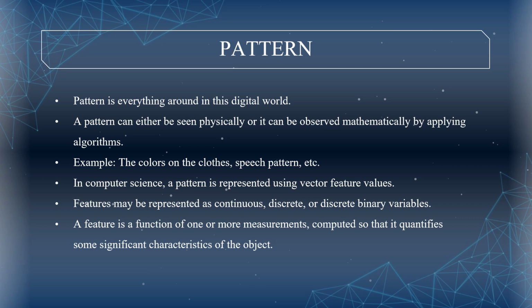In computer science, a pattern is represented using vector feature values. So what is a feature? A feature may be represented as continuous, discrete, or binary variables. A feature is a function of one or more measurements computed so that it quantifies some significant characteristics of the object. That is, a feature is a function of a measurement that allows us to quantify a significant characteristic of an object.